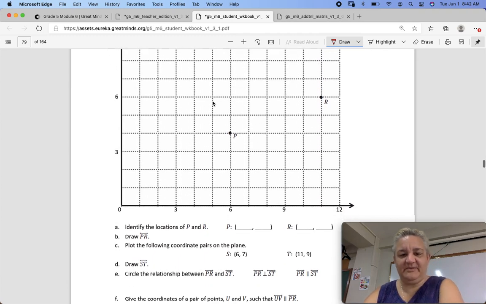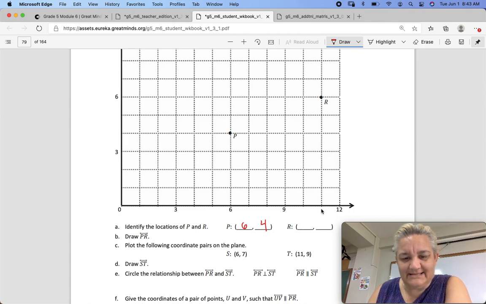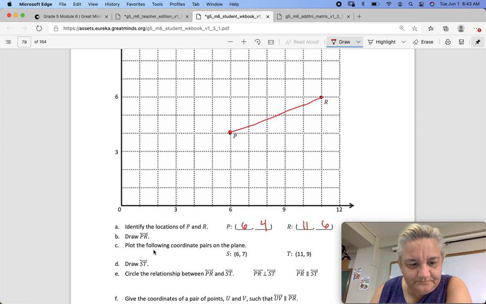Identify the location of P and R. So P, right here, is at 6, 4. 6 is the x-coordinate, 4 is the y-coordinate. R is at 10, 11, and 6. Draw PR. So get out your ruler and draw a straight line between P and R. There's our line segment right there.